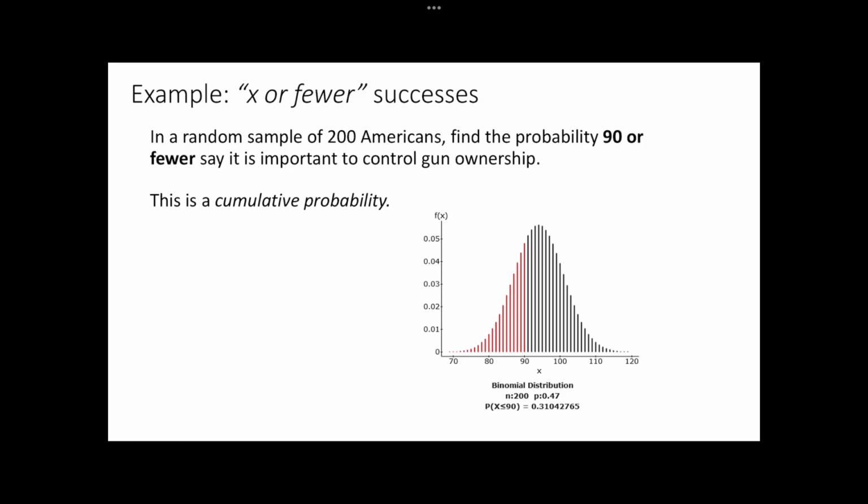So let's look at our example again of the 200 Americans who were interviewed about the importance of controlling gun ownership. Remember, the probability of success in this example was 0.47. We want to find the probability that 90 or fewer of the 200 interviewed Americans say it's important to control gun ownership. This is called a cumulative probability because we're taking everything to the left of 90. So we're adding up all of these probabilities for any outcome less than or equal to 90.